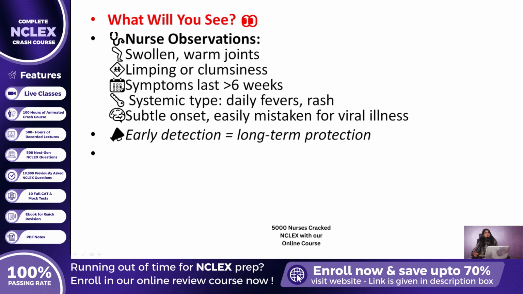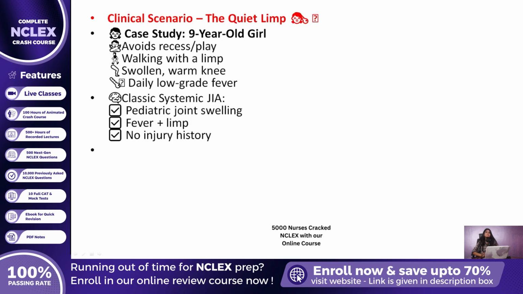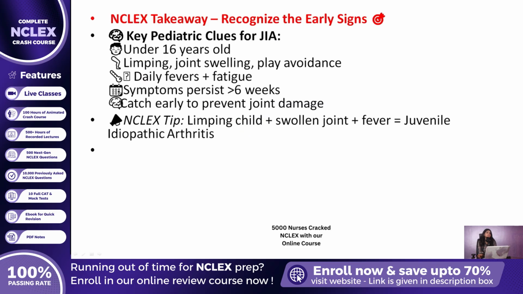Here's a powerful example to remember. A 9-year-old girl has been avoiding recess and walking with a noticeable limp. Her mother says her knee has been swollen and warm to the touch, and she has been spiking low-grade fevers daily. That should immediately raise a red flag for systemic juvenile idiopathic arthritis. When it comes to pediatrics, catching these early signs is absolutely critical to prevent long-term joint damage and support normal development.